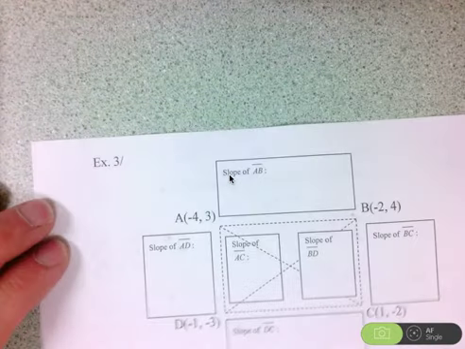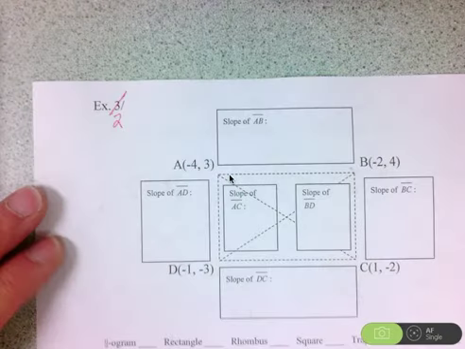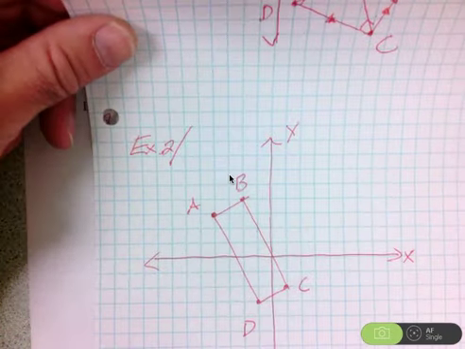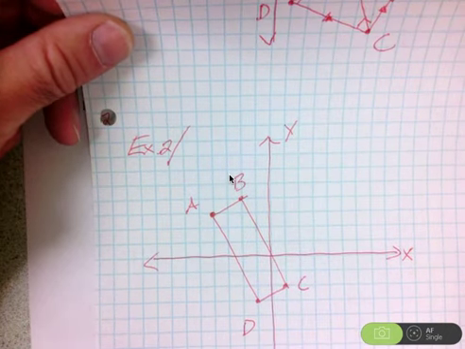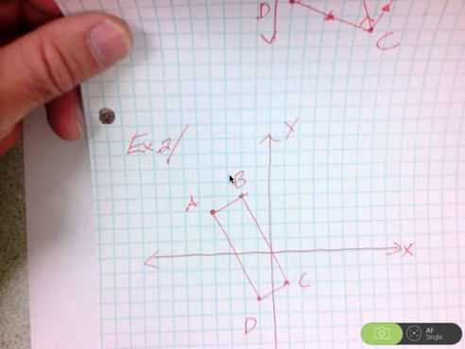So let's try. This is labeled example 3. It should be example 2. So I've already drawn it. So here are the ordered pairs for example 2. It sure looks like a rectangle, but that doesn't make it true. Let's actually check algebraically that it really is a rectangle.